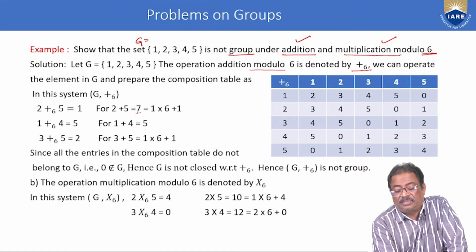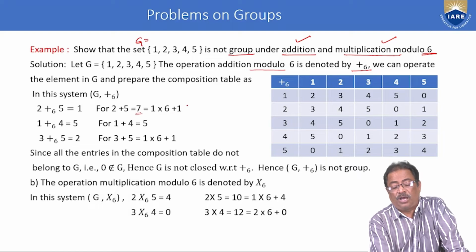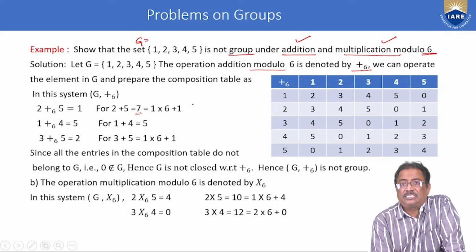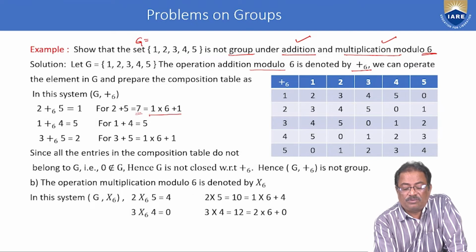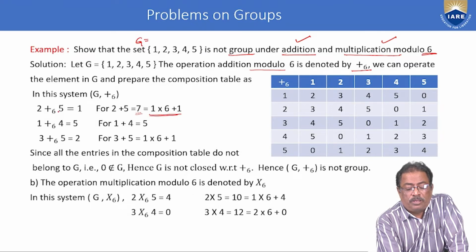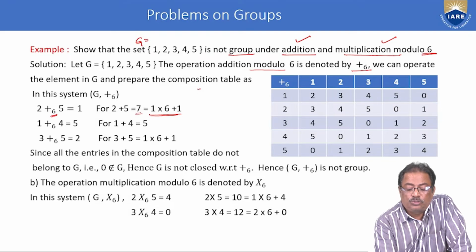This can be written as 1 into 6 plus the remainder we are going to get. That means 7 minus 1 is divisible by 6. Like that we can express it. Now I am just going to take addition and write it in terms of its factors. Now 2, 5 under addition modulo 6. I am selecting two elements, 2, 5 belongs to G.